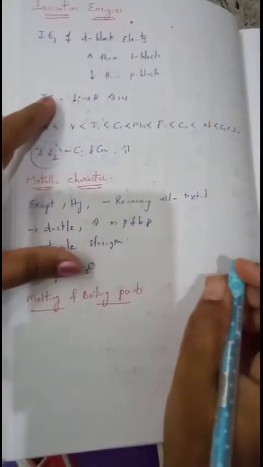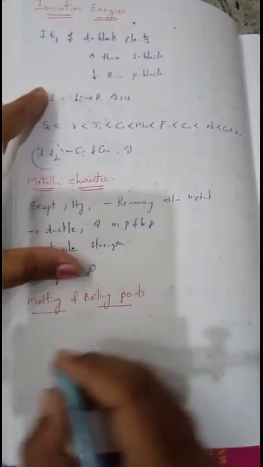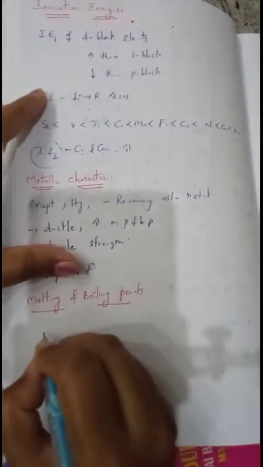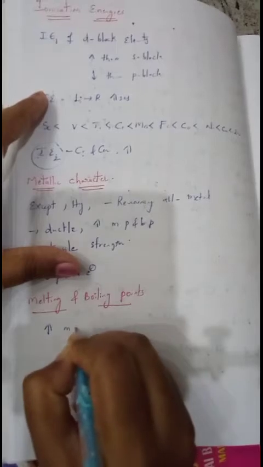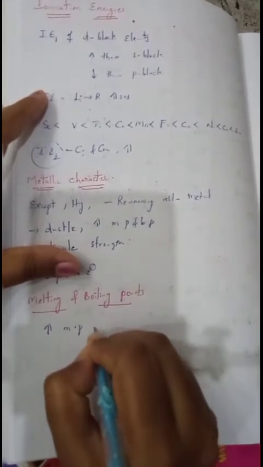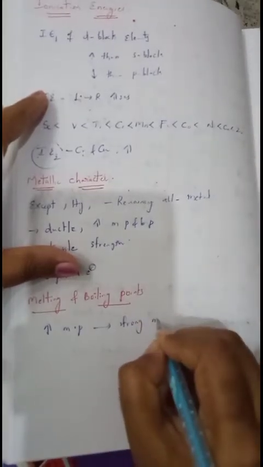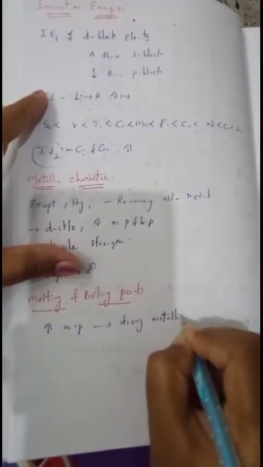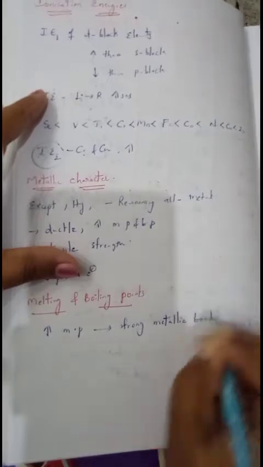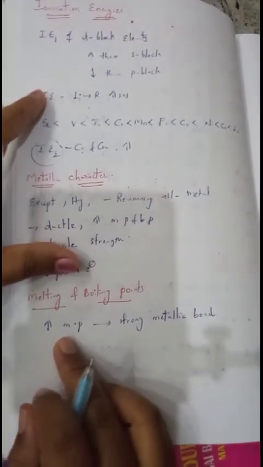Melting and boiling points of the 3D series elements. Transition elements have high melting points, which is due to their strong metallic bond. Because of having a strong metallic bond, they have high melting points.